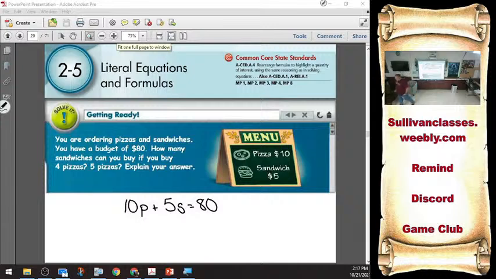If I'm going to go straight to math land, it's $10 for every pizza, right? So however many of those I'm buying, I'm going to take that times 10. I don't know how many I'm buying yet. So 10 times something. I know there's $5 per sandwich. So I'm going to take 5 times however many of those I'm buying. And altogether, that's going to add up to 80 bucks. Now, that's assuming that you're going to spend all $80, right? Because it asks how many can you buy. You don't have to spend all $80.